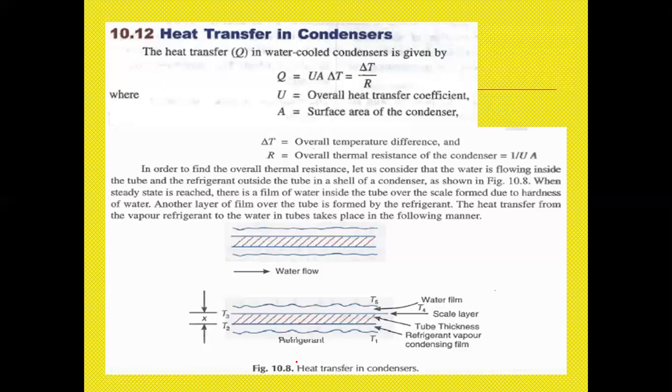Okay, now we'll see the small derivation. Here delta T is equal to the overall temperature change, and capital R is the thermal resistance of a condenser. Therefore, to find the overall thermal resistance, let us consider a small part of the water flowing inside the tube, and the refrigerant outside the tube in the shell of a condenser.